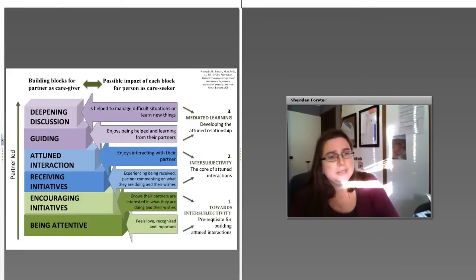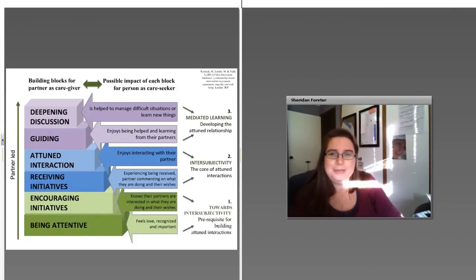Are they encouraging initiatives? And that's by things like, are they pausing and waiting? Are they showing that they're interested in the person that they're interacting with? Are they also receiving initiatives? And I think this is a really important one. Are they showing that they've heard what the person has said to them? It's one thing to just respond to what people are indicating, but it's another thing to let them know that they've been heard.